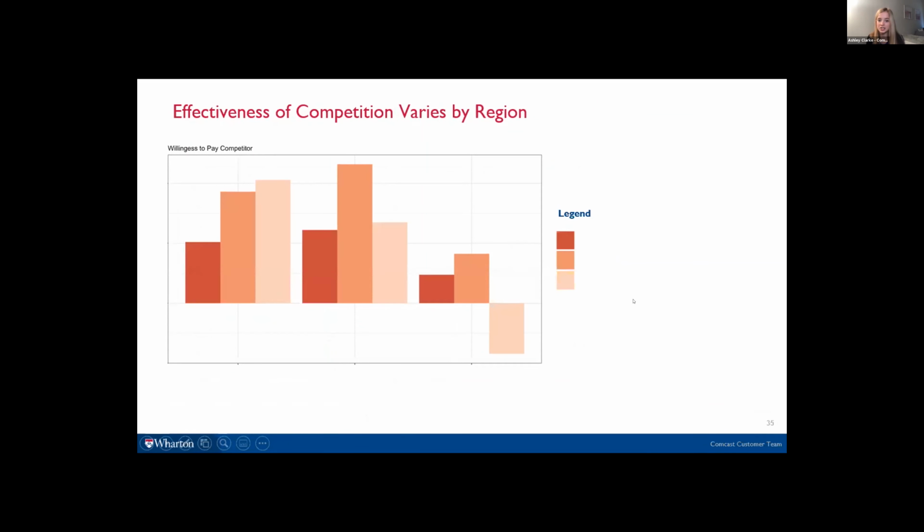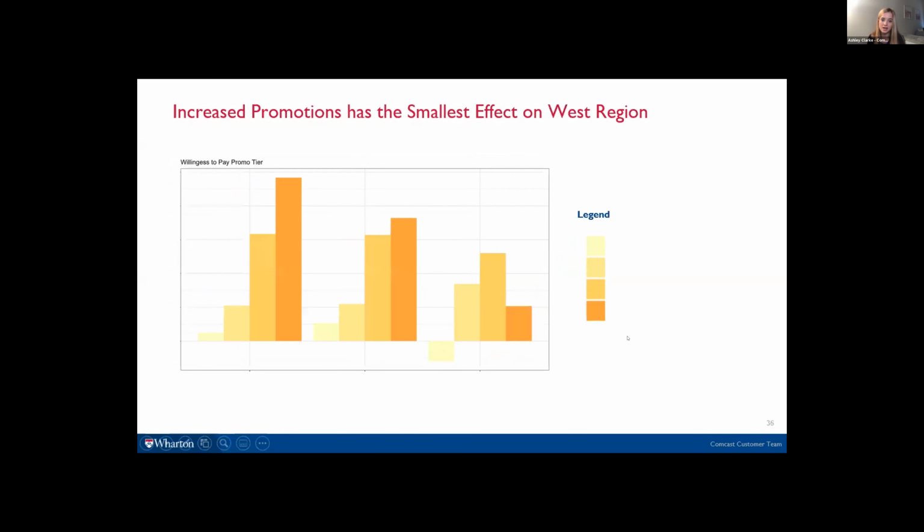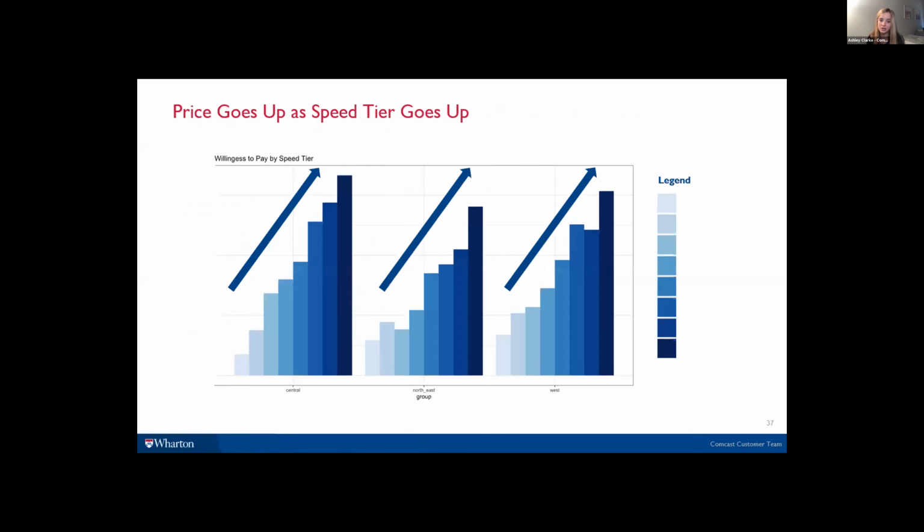And also the competition is definitely different based on the region. The bars represent how much more a customer would be willing to pay for Comcast service versus their competitors. So a high bar is good because that means that customers are willing to pay that much more for a Comcast product offering. And then if we go along, we also did this for promotions. You see that certain promotions have a much larger effect in different regions, with the bar indicating that Comcast promotions are even more effective in that region.